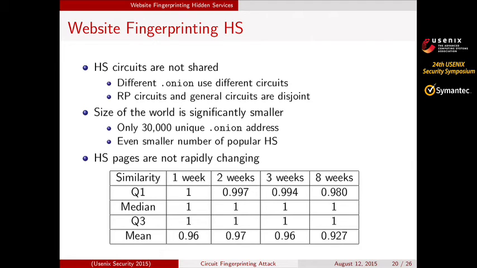So given these 3 facts, we really think that website fingerprinting is more damaging to hidden services and thus more serious.